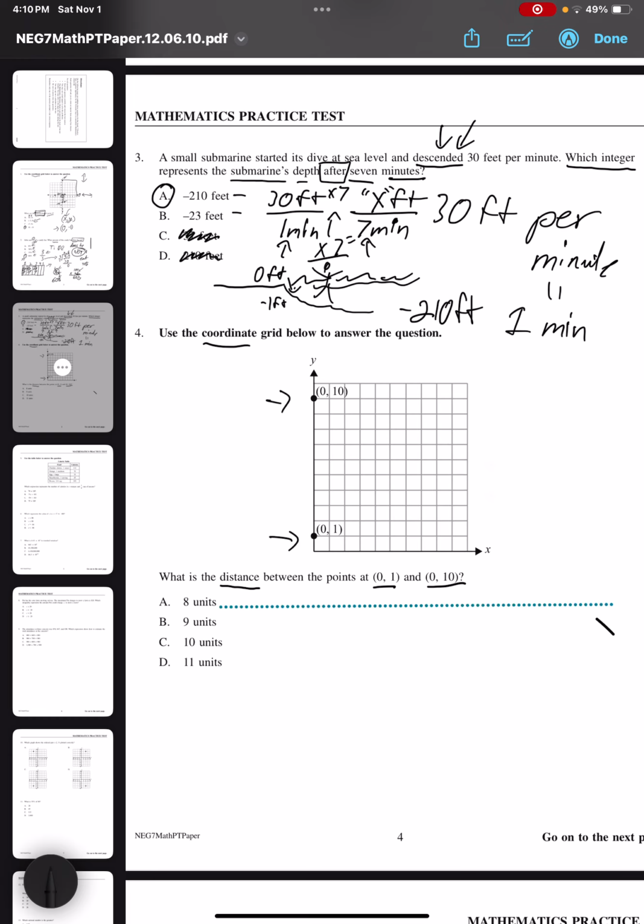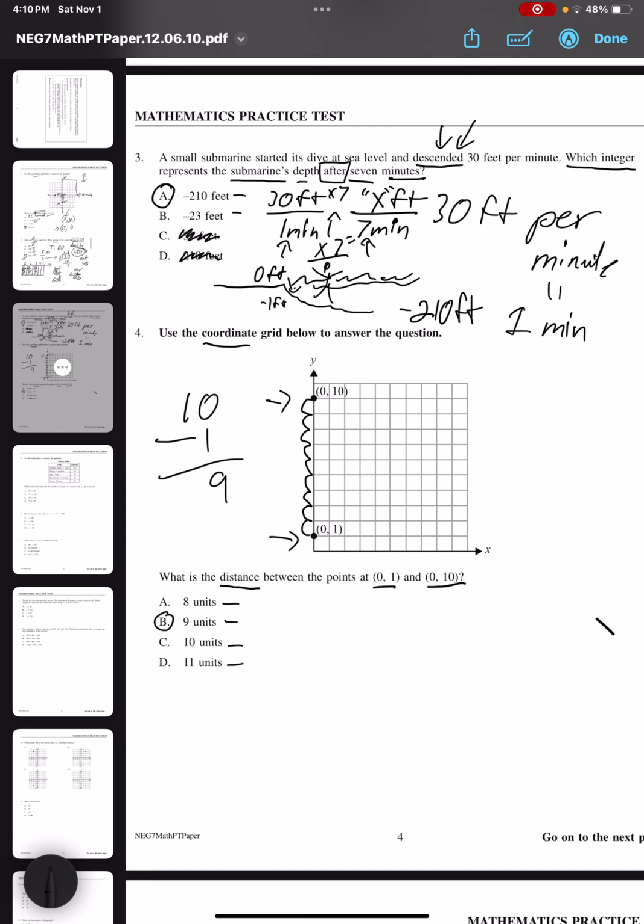If we're just going up, all you have to do is count. So we go from 1 to 2, 2, 3, 4, 5, 6, 7, 8, 9, 10. That's how many spaces. And if you want to subtract it, 10 minus 1, what are you going to get? 9. Which ones out of these 4 is 9 units? Awesome.